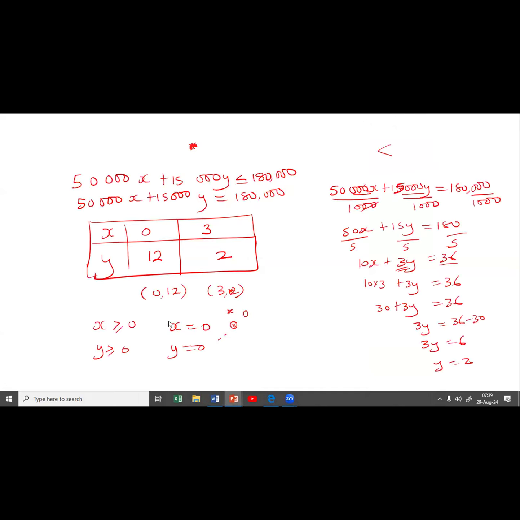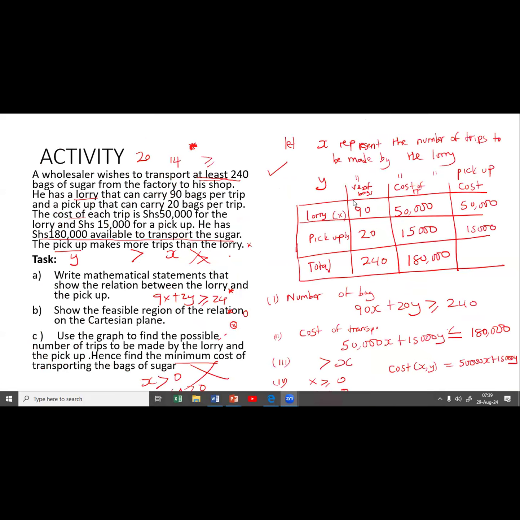No, that one we have picked from how we labeled it. When you go back, Ruth, to when we were starting the question, we said X represents the number of trips made by the lorry. So along the x-axis is where we shall put the lorries. Then Y represents the number of pickups made, the number of trips made by pickups. So we use the Y.